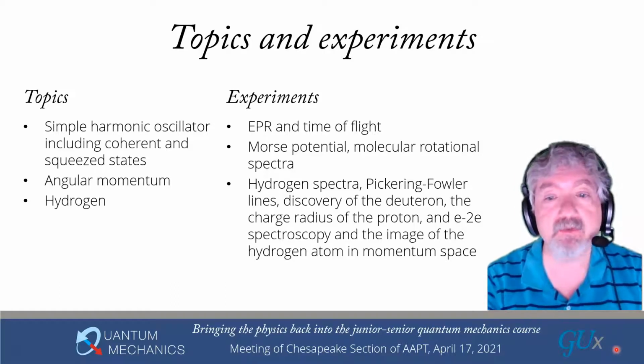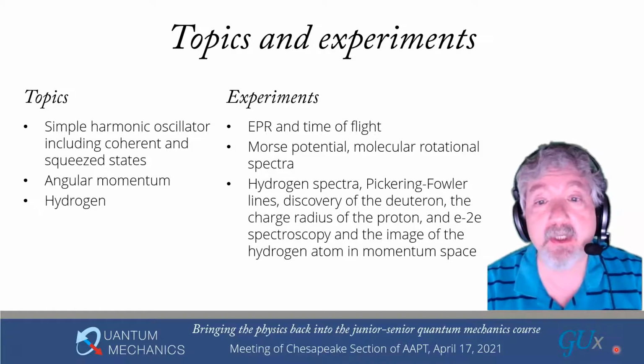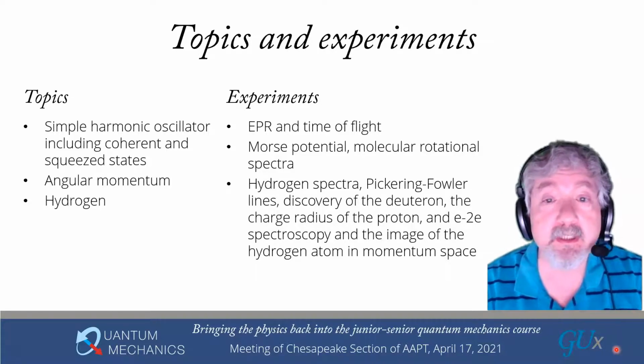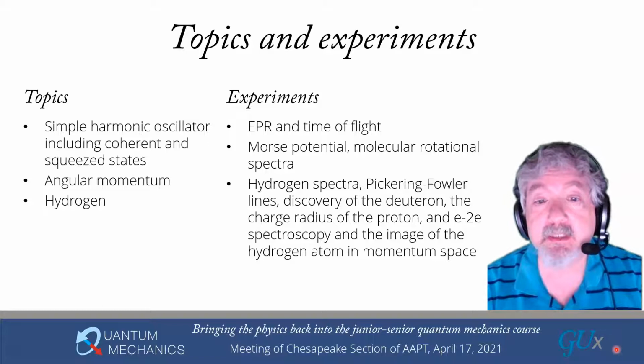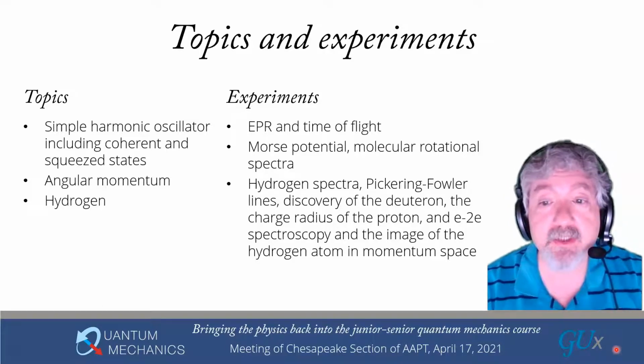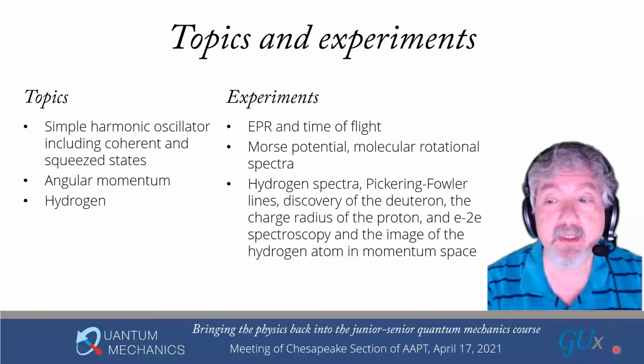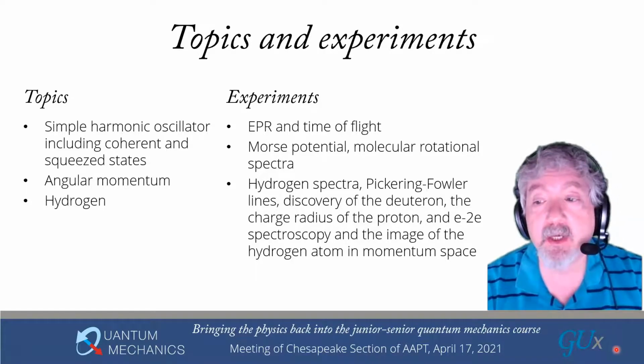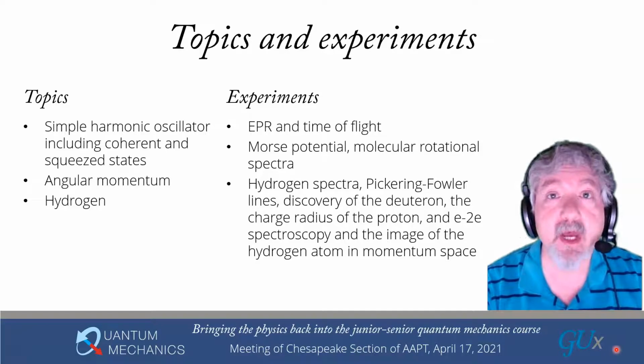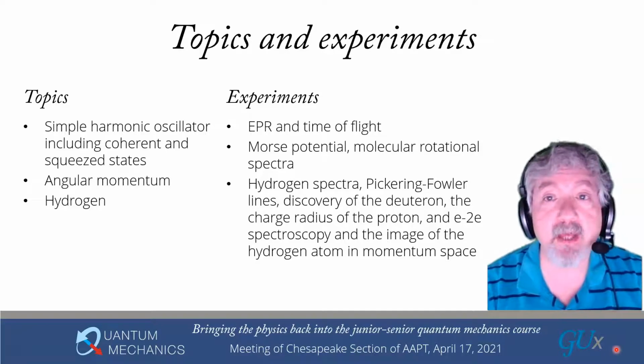We then move into hydrogen, and here we really focus on a lot of experiments. We of course look at the hydrogen spectra, but we discuss the interesting debate about the Pickering-Fowler lines and this discovery by Bohr that it's actually ionized helium. We discuss the discovery of the deuteron and how you can find the deuteron simply by measuring light. You're actually weighing an isotope by measuring light.